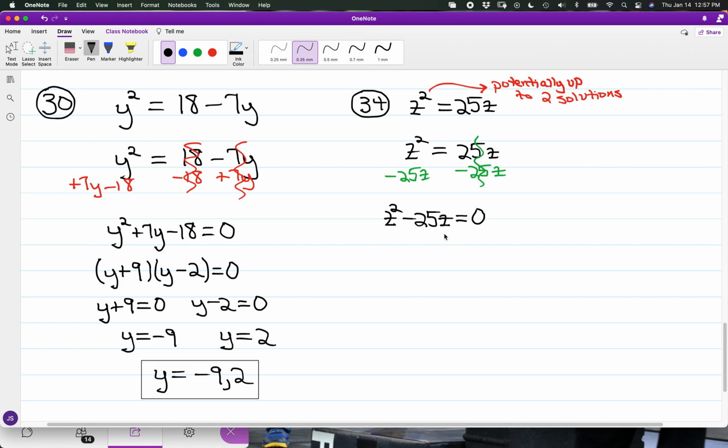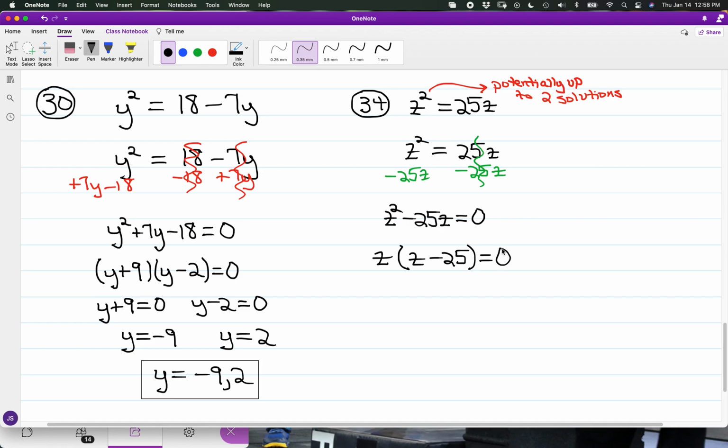Okay, now this looks almost like a difference of squares. If I had z squared minus 25 and no variable attached to the 25, it would factor to z plus 5 and z minus 5. But since I have a z term in 25z, we take the greatest common factor, which is z. Factoring out, you have z times the quantity z minus 25.